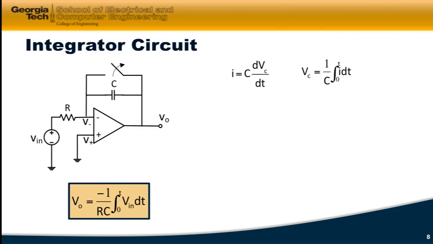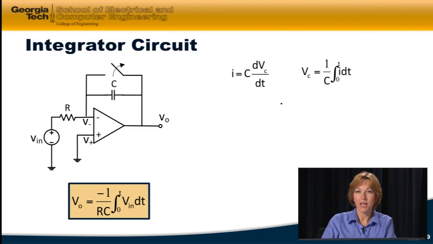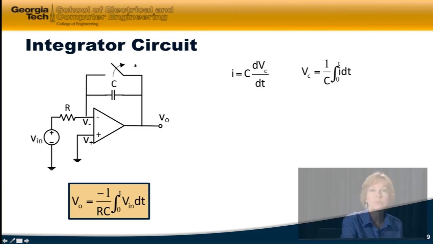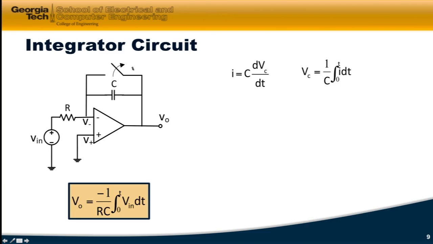Now let's take a look at the integrator circuit. The integrator circuit again uses the IV characteristics of a capacitor. But this time we're going to integrate this equation and get the integral form of the IV characteristics here. And that's what we'll exploit. So this circuit has a switch in it. And the switch opens at time equals 0. So prior to time equals 0, we have a closed circuit right here. We short out the capacitor.